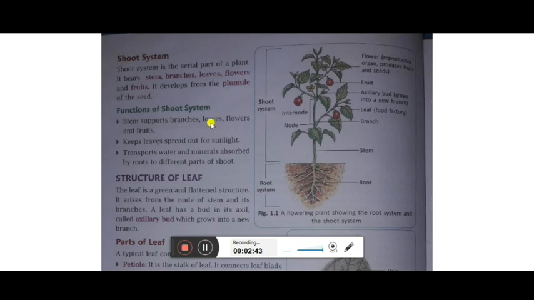And then the functions of the shoot system: the stem supports branches, leaves, flowers, because they are present on it. Then it keeps leaves spread out for sunlight, and then it transports water and minerals absorbed by the roots to the different parts of the plant.